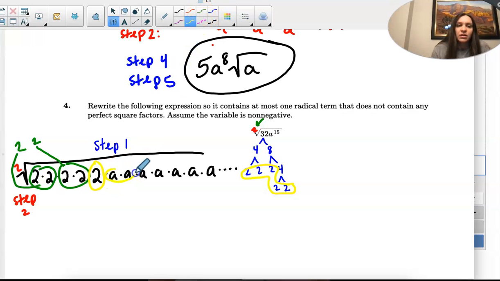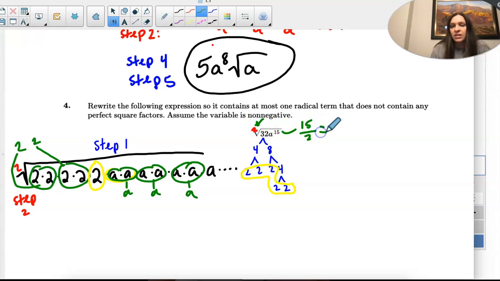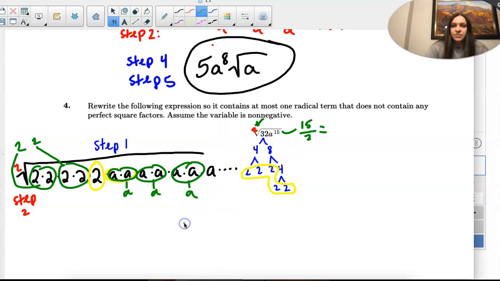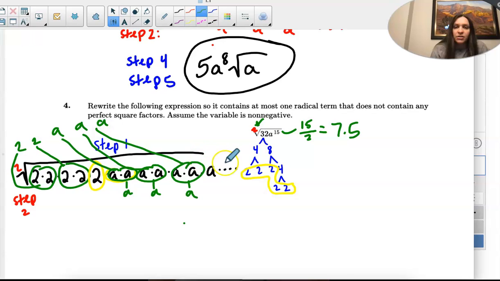And then there'll be pairs of A's. It's like there's a pair, there's a pair, there's a pair. And remember, we did that trick. We did 15 divided by 2 because that's our index. And that's going to give us a decimal, 7.5. But that means that I'm going to have 7 A's that come out. So 7 pairs. 4, 5, 6, 7. And then this half tells me that there's going to be 1 A left over.